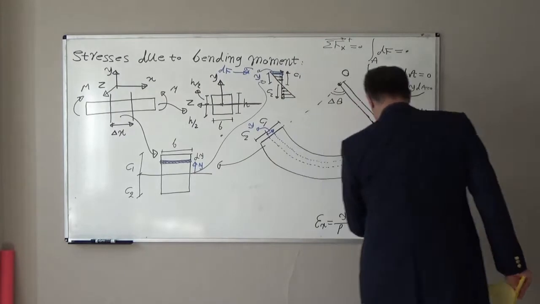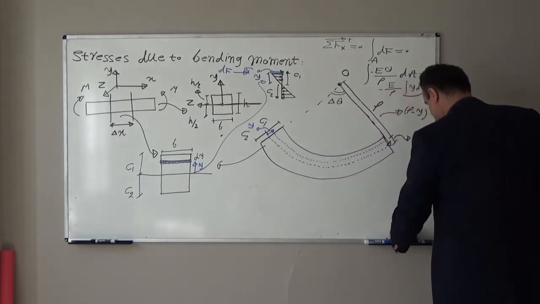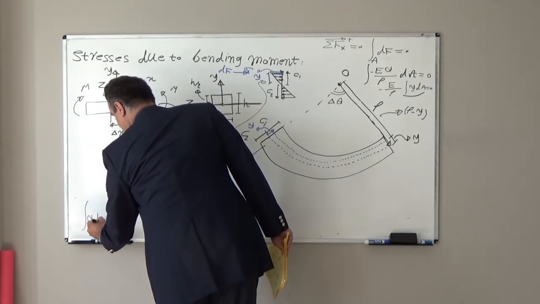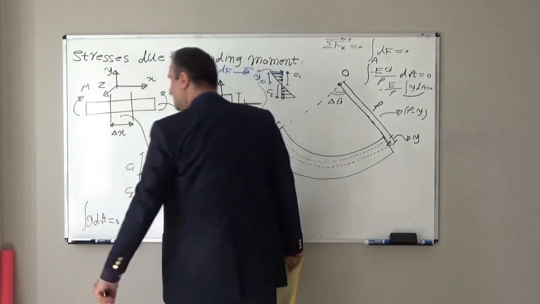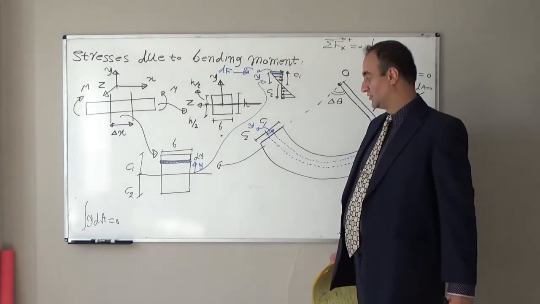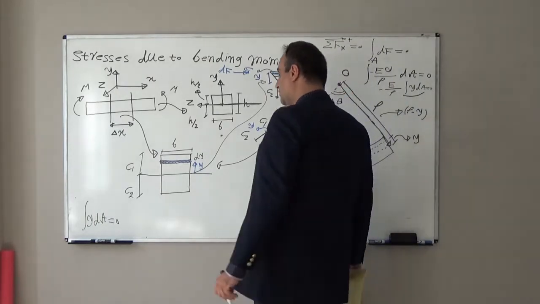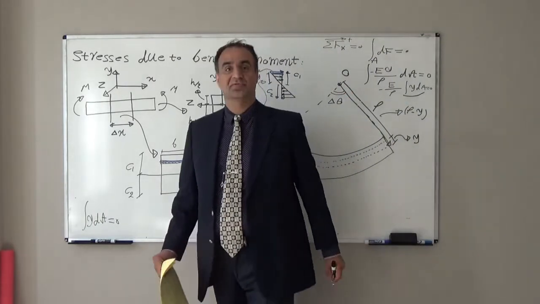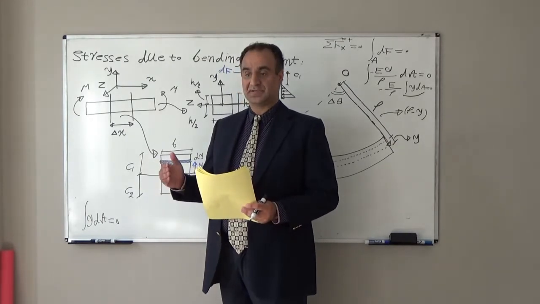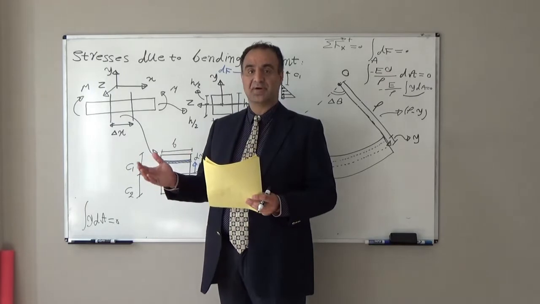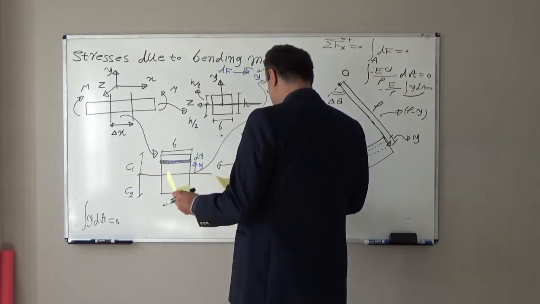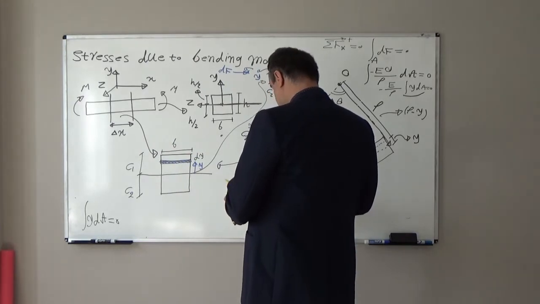Integration of y dA is equal to 0. If you remember how we find the centroid for one cross section, we should calculate moment of area for that section divided by area.